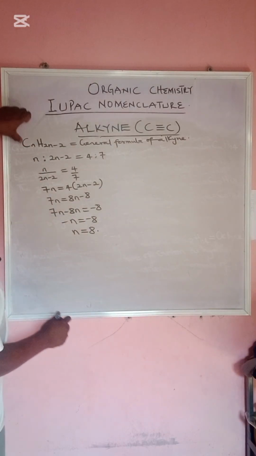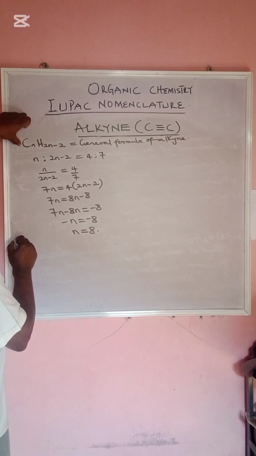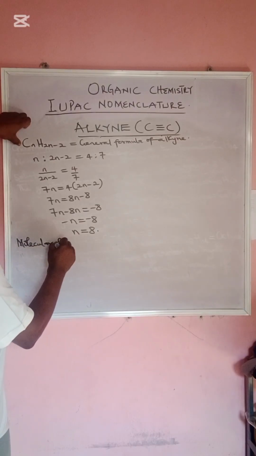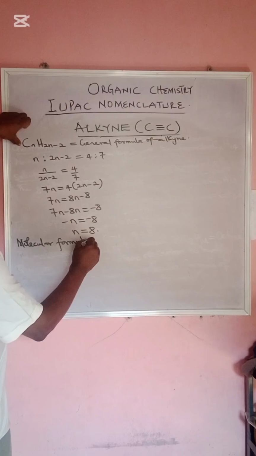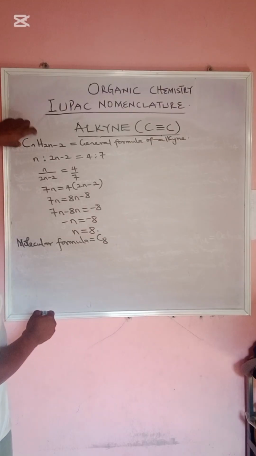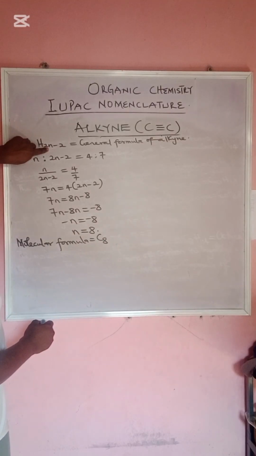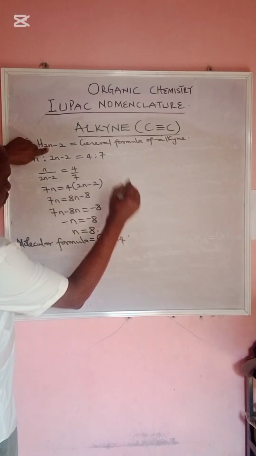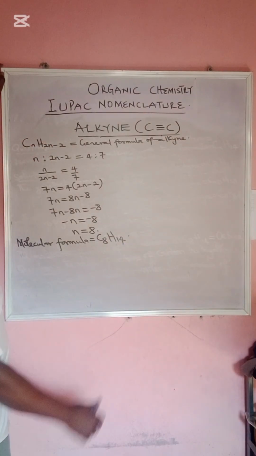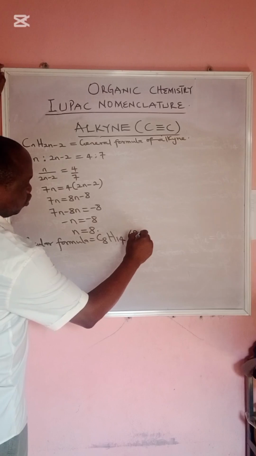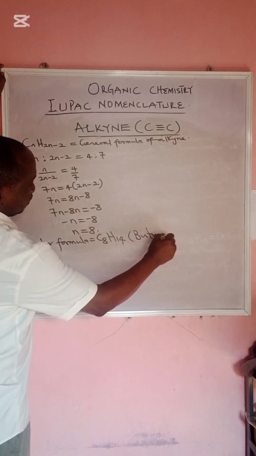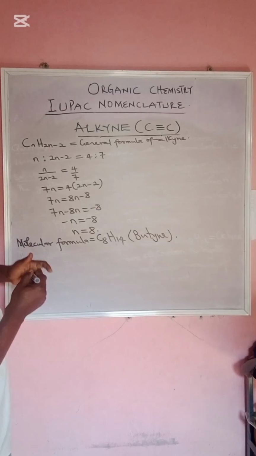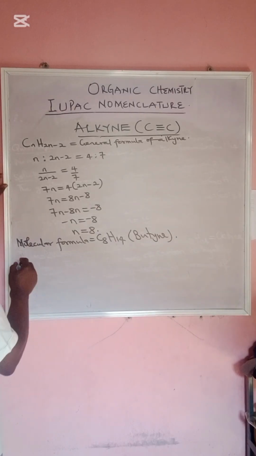So put it here, the molecular formula will be C8H: 2 times 8, 16, 16 minus 2. That is 14. So you can see it's also octyne. Take note of that. Maybe I should give you another example.